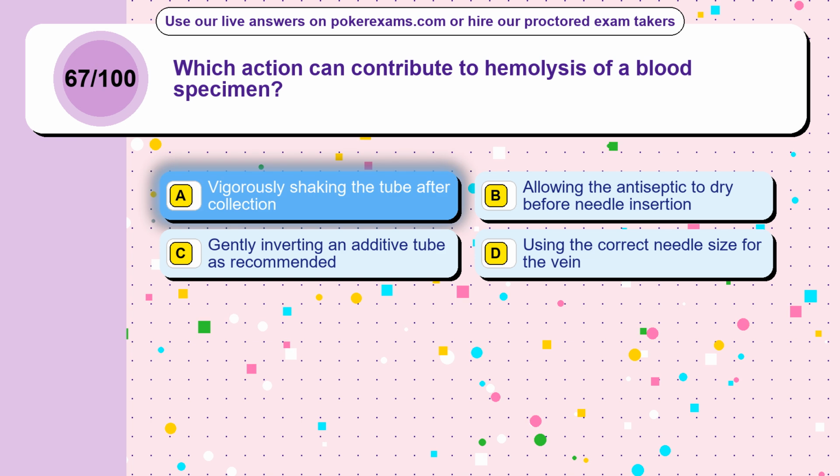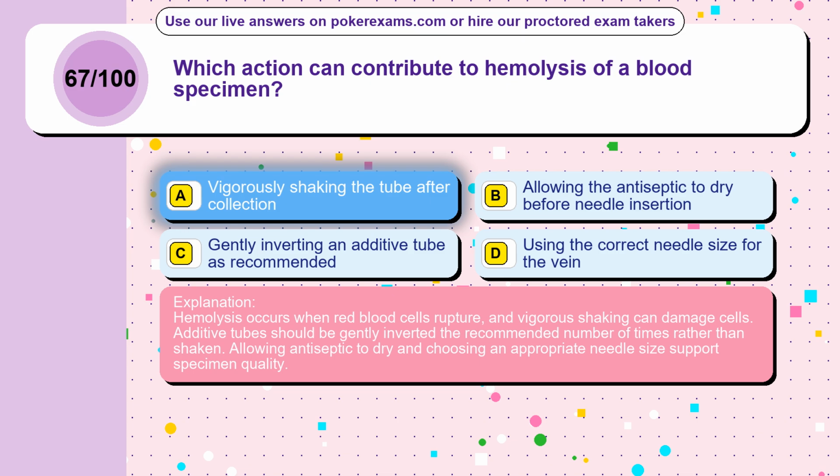The correct answer is option A. Vigorously shaking the tube after collection. Hemolysis occurs when red blood cells rupture, and vigorous shaking can damage cells.